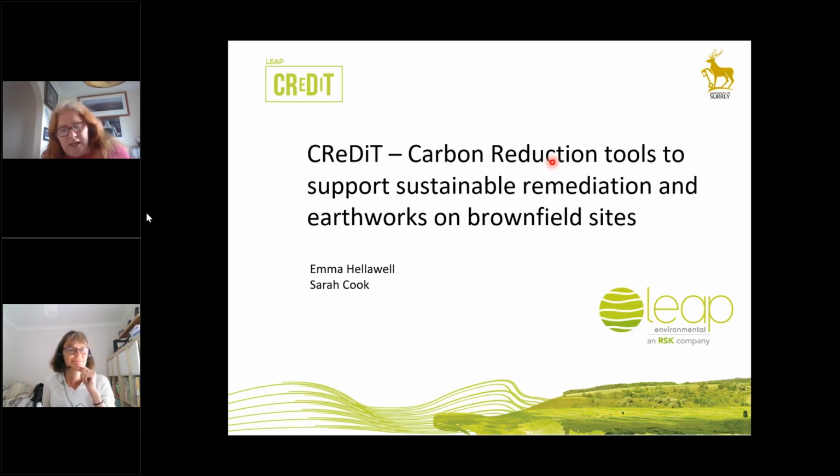Today's presentation is on the CReDiT carbon reduction tools, supporting sustainable remediation and earthworks on brownfield sites. The CReDiT tool was developed as a joint venture between the University of Surrey and Leap Environmental.